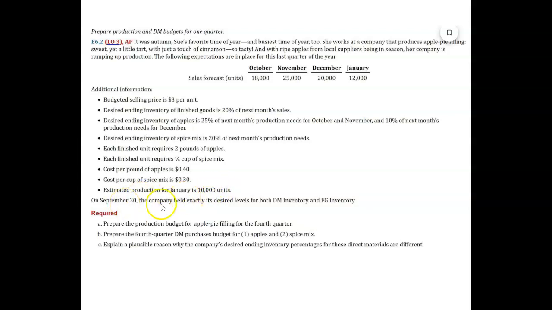On September 30th, the company held exactly its desired levels of both direct material inventory and finished goods inventory, so we can use those numbers. We've got to prepare a production budget for the pie filling, and then a 4th quarter direct material purchases budget for the apples and the spice mix. And then talk about why the desired ending inventory percentages are different, and it's just because of the holiday. Okay, we've got that answer.